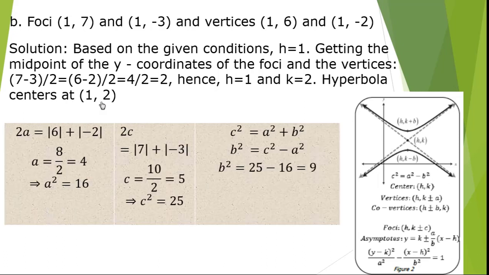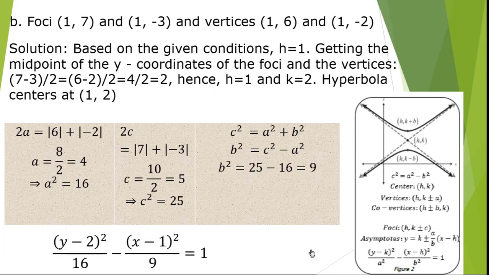Okay, the hyperbola now centers at (1, 2). How to get a? Well, 2a is equal to the distance. In this case, we have a vertical distance of 6 and -2. So we get the absolute value of the y coordinates, and this gives us 8 equals 2a. Isolating a, we have a equals 4, then a squared is 16. Based on the foci, we have here 10. 2c is 10, c is 5, giving us c squared is 25. And finally, b squared equals 9.